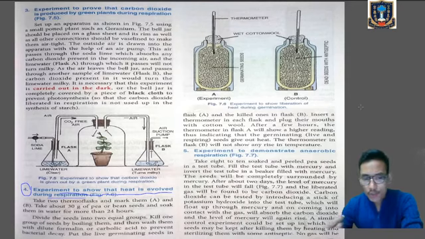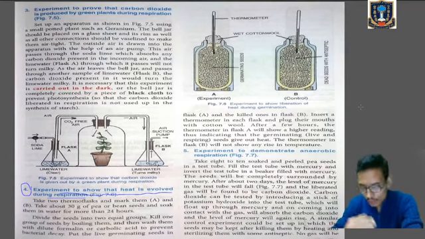We require two thermoflasks. We require 30 gram of pea seeds or bean seeds, which we have to soak in water for more than 24 hours. Then we require an antiseptic like carbolic acid in order to prevent the decay or the growth of bacteria on the dead seeds. So let's go with the procedure.